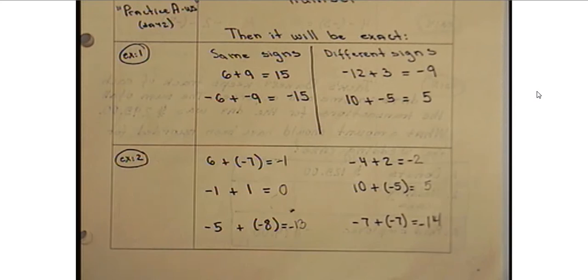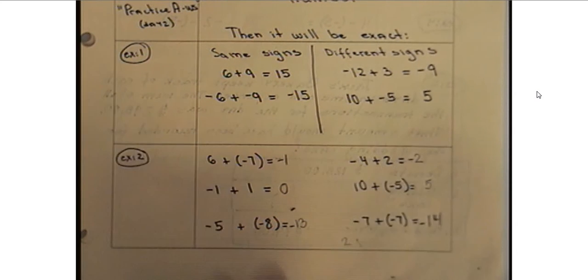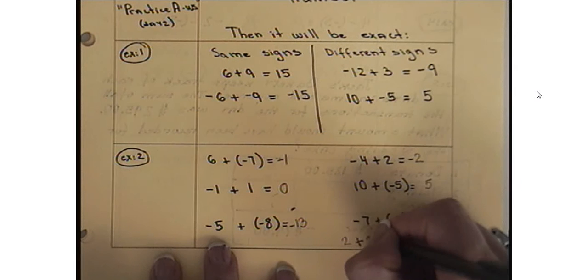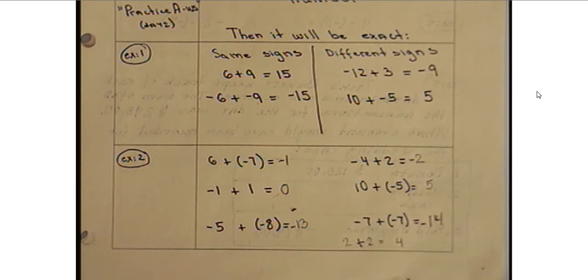Very similar to if you have 2 plus 2. So what do we do? We add the numbers, we get 4. They both are positive, so you keep 4 as a positive. So there you go, another example of same sign.